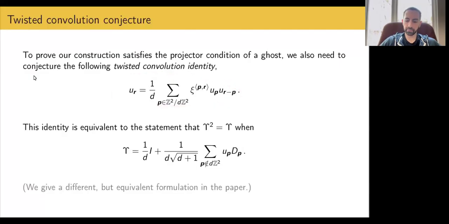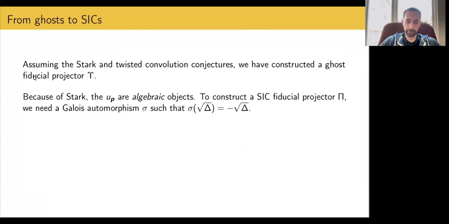Okay. So this twisted convolution lets us go the last mile. So we have equiangularity, but we don't have that it's a projector or that it's an idempotent. Okay. So what have we shown? I said, Stark is this last step where we take these ghosts that we've constructed, which, assuming twisted convolution, are idempotent, so they're projectors. We want to take this and convert it into a SIC, so we need this Stark conjecture. We need to conjugate it. We need this Galois conjugation.